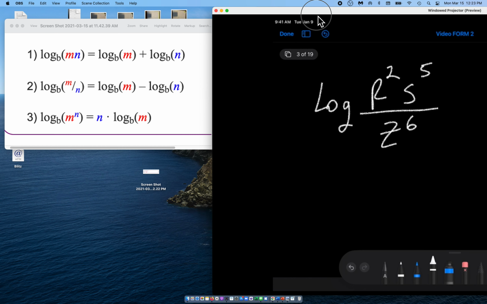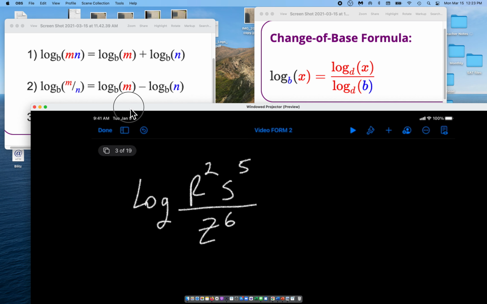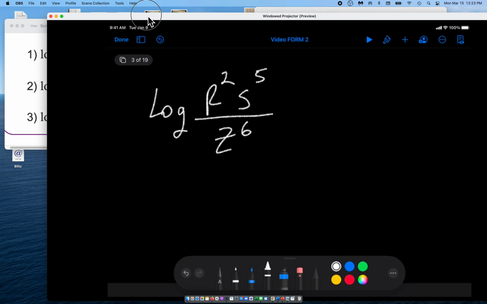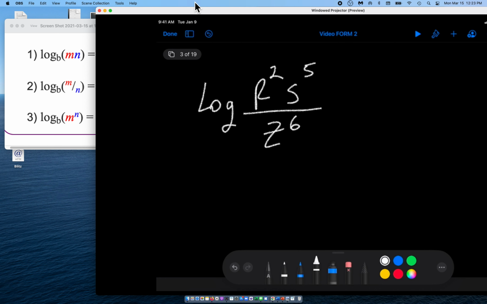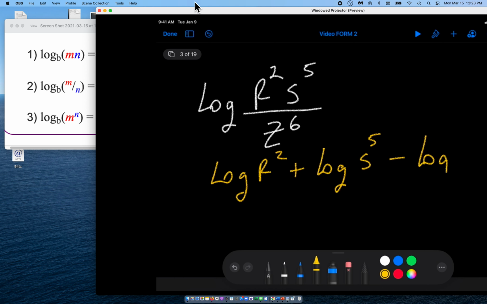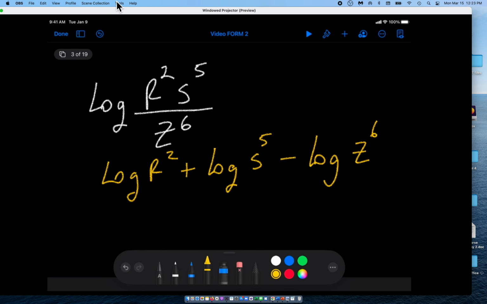So we're going to do the same thing. We are going to expand this out, and we're going to have the log of r squared plus log of s to the fifth minus log z to the sixth power. All of those are base 10. So we expanded this form to that form.